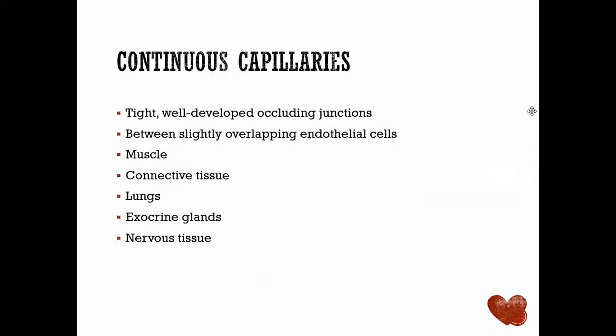Okay, continuous capillaries. It is tight, continuous with well-developed occluding junctions. They occlude junctions, their connections, between slightly overlapping endothelial cells. Okay, you have your muscles, connective tissue. And basically they are seen in the lungs, exocrine glands, and the nervous tissue. So these are the areas of our body where you find your capillaries to be continuous.